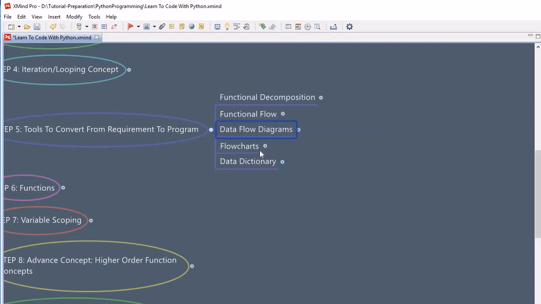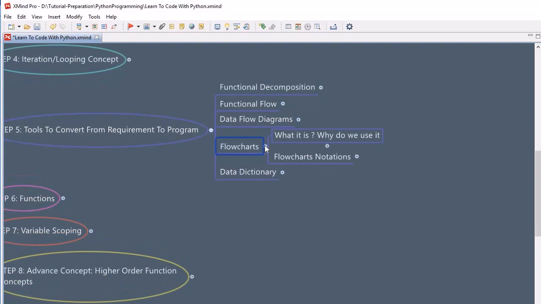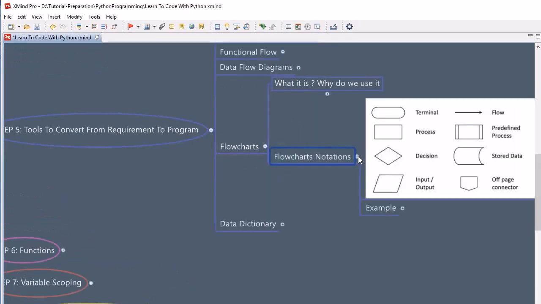Now we will look into flowcharts. This is one of the important components or tools to convert a requirement into a program. So a flowchart is basically used to convert a requirement into a program. There are certain notations we should remember whenever we are reading a flowchart, so you will come to know about those. Let's look into what those notations are.